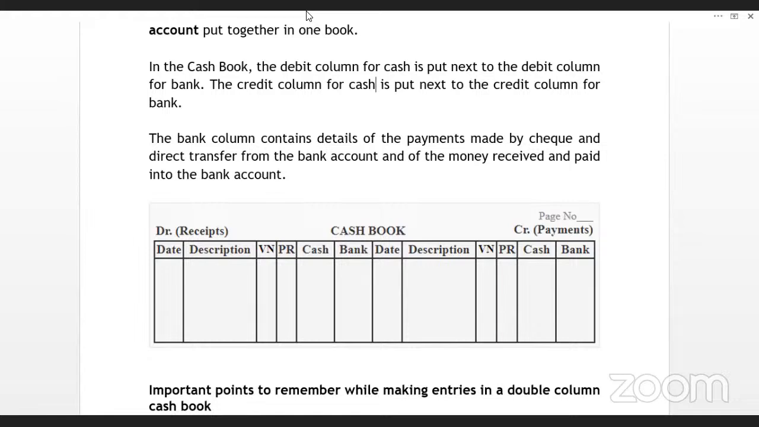VN is the voucher number. Okay. VN is the voucher number. Yes, Pastor. Then PR is... You can try out. VN, PR. Okay, Pastor. Thank you so much. Yes, members, VN, PR.